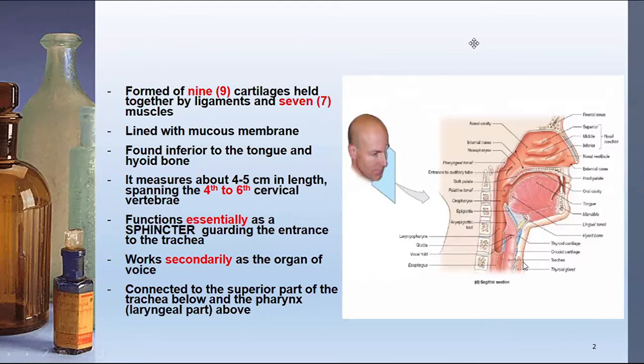Essentially, it functions as a sphincter, guarding the entrance of the trachea. Secondarily, it works as the organ of voice. It is connected inferiorly to the superior part of the trachea, which is your trachea below, and it's connected to the laryngeal part of the pharynx above.